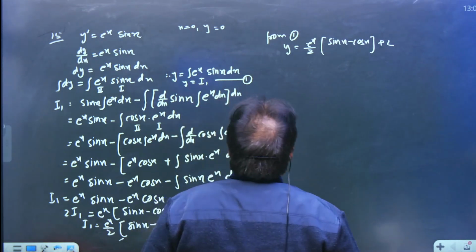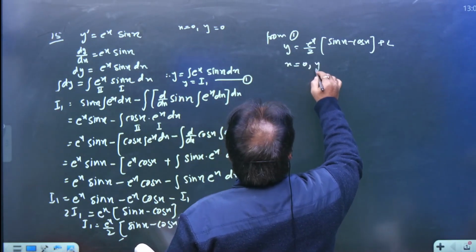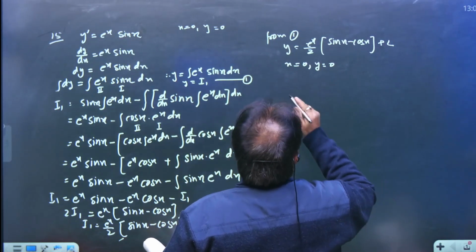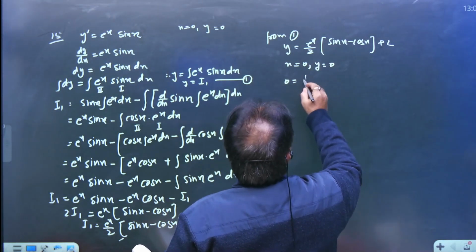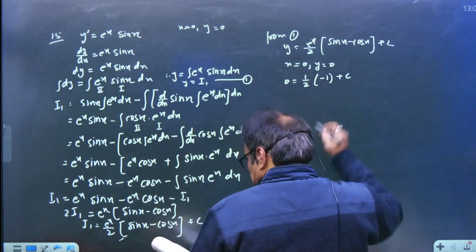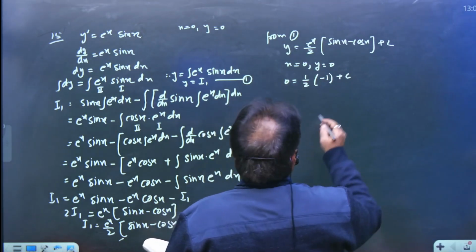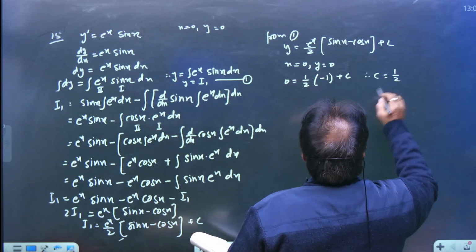So as per the question, it is passing through the origin. So put x equal to 0 and y equal to 0 to get the value of c. So 0 is equal to e to the power 0, that is 1, 1 by 2, and sine 0 is 0, and cos 0 is 1, minus 1 plus c. So we will get the value of c. The value of c is equal to 1 by 2.